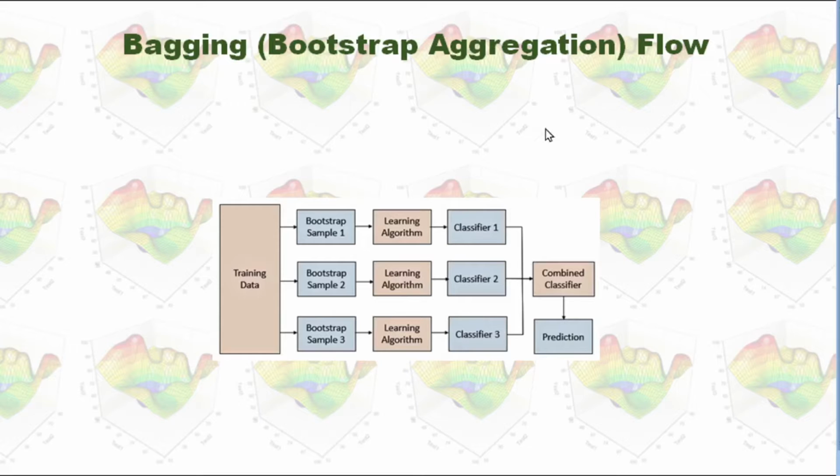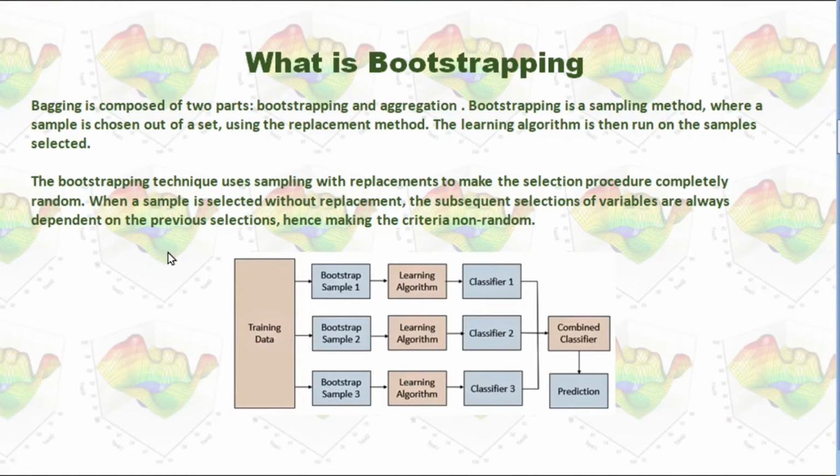This shows the bagging flow, or bootstrap aggregation. Mainly, there are two steps in the bagging flow. One is bootstrapping, another one is aggregation. Now we know bagging is composed of two parts, bootstrapping and aggregation. Bootstrapping is a sampling method where a sample is chosen out of a set using the replacement method.